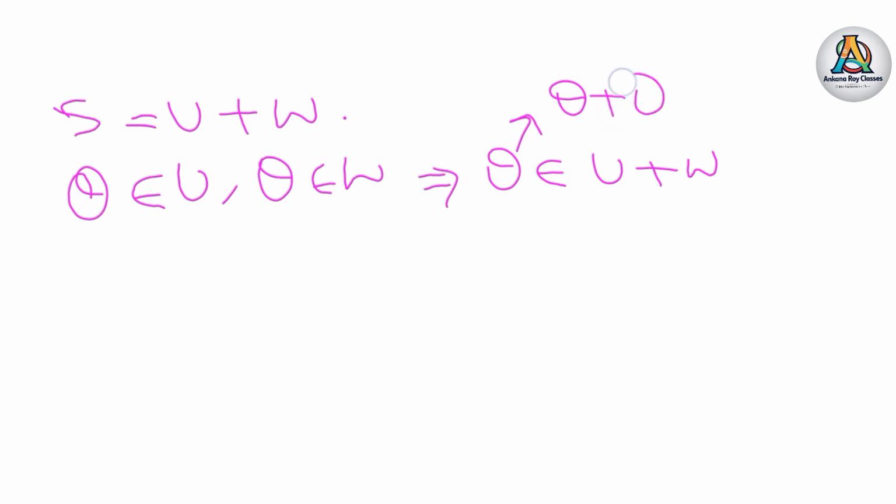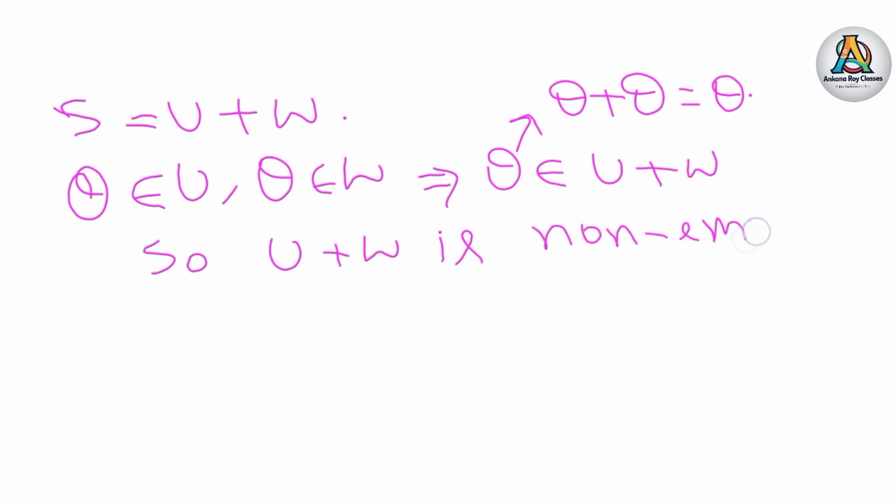Now, suppose S is equal to U plus W. Theta belongs to U and theta belongs to W because U and W are two subspaces of V. This implies theta belongs to U plus W because theta plus theta is equal to theta. So, U plus W is non-empty.